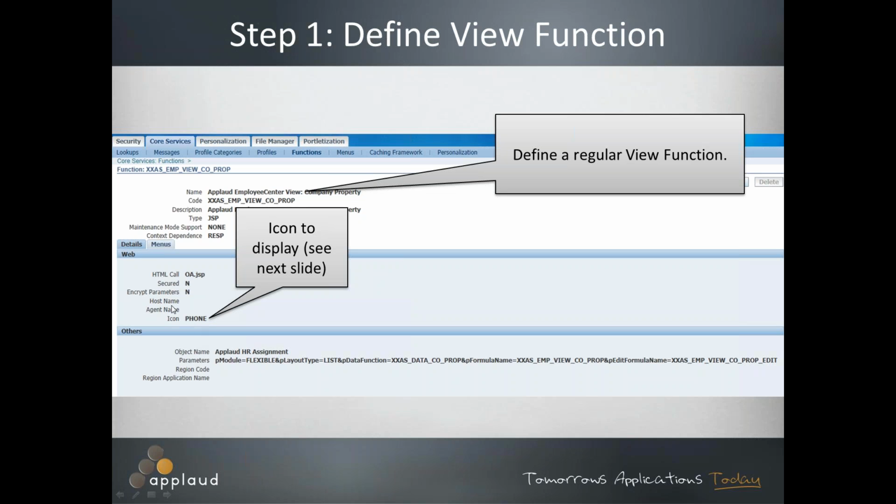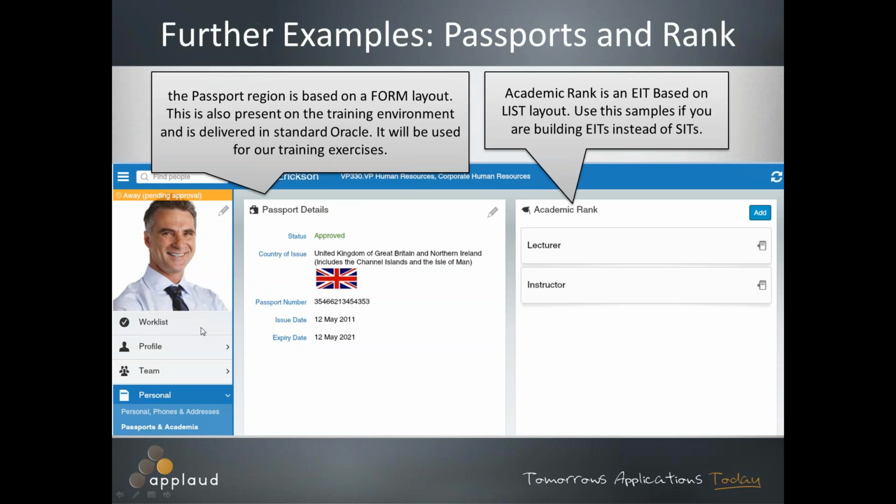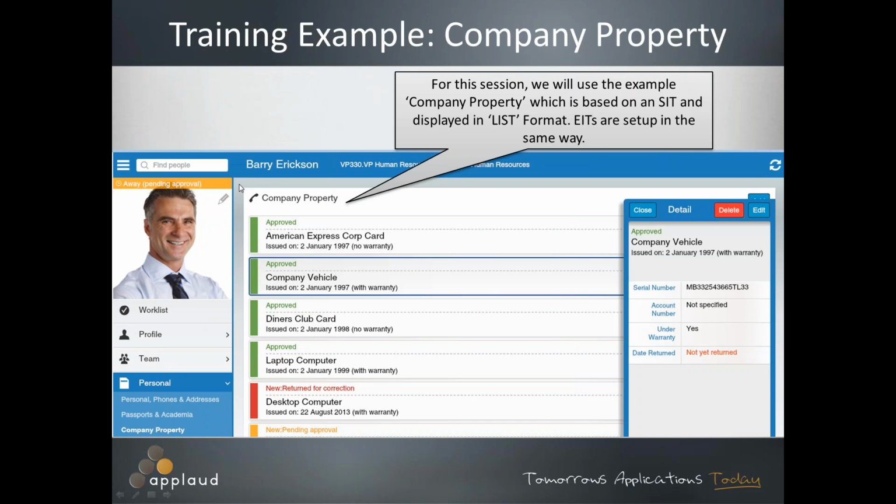Icon, of course. In this case, we've got phone. So I'll just go back to the company property screen. It's got a little icon there that's got the phone at the top left here. That's coming from the icon on the view function.